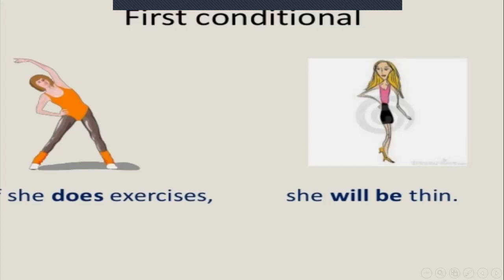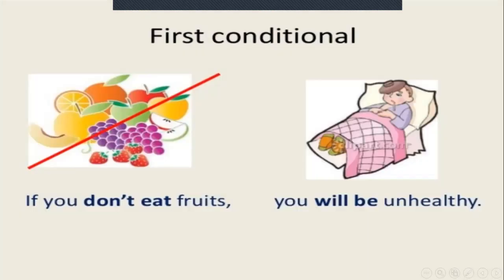Look also at this example. If she does exercises, she will be thin. Here also we use the verb does in the present, and in the main clause we use will plus infinitive. The infinitive here is the verb to be in the infinitive. She will be thin.